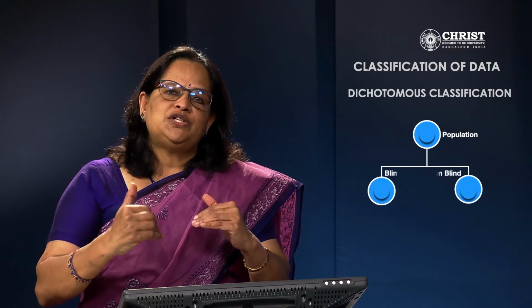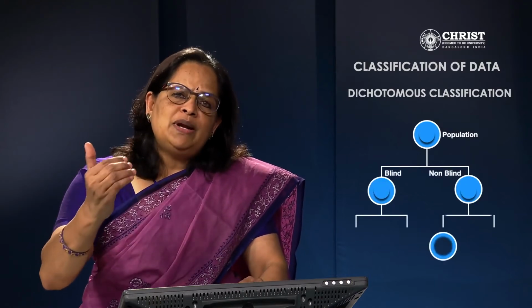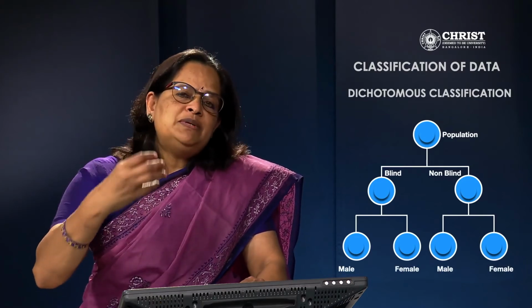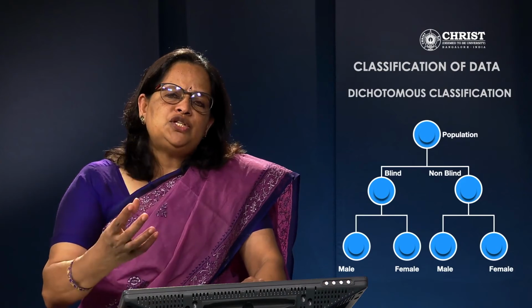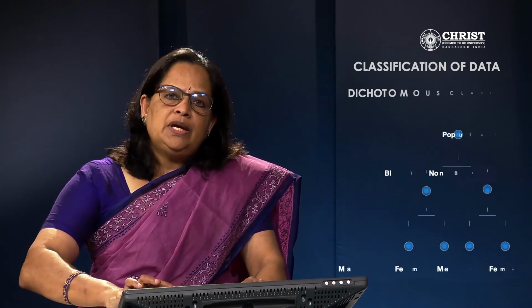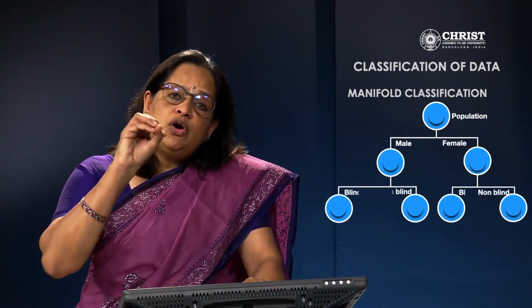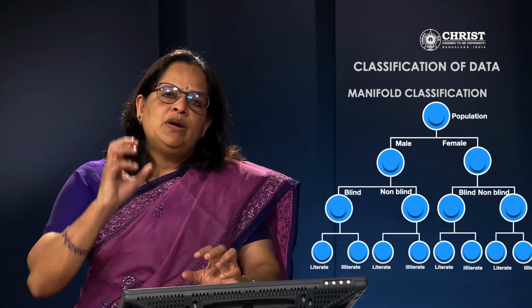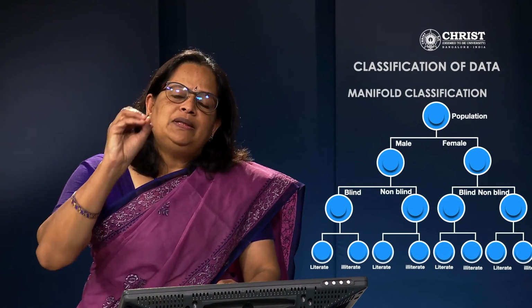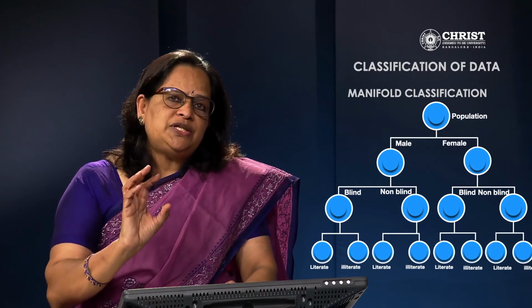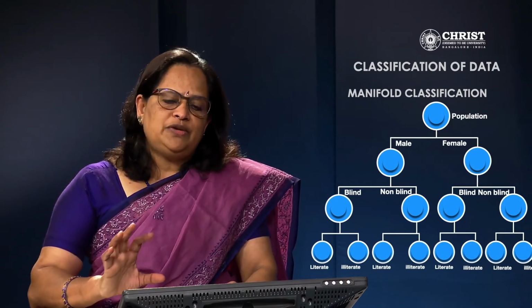Now we come to the second classification, dichotomous classification. The present level we are dividing again into one more classification. So population, blinds, non-blinds, and again blind and non-blind we are dividing into male and female. So two variables are studied or presented in this diagram, then it is known as dichotomous classification. Now the third one, where one more characteristic is added: population, male, female, then whether literate or illiterate. So three characteristics we are studying, then it is called manifold classification.